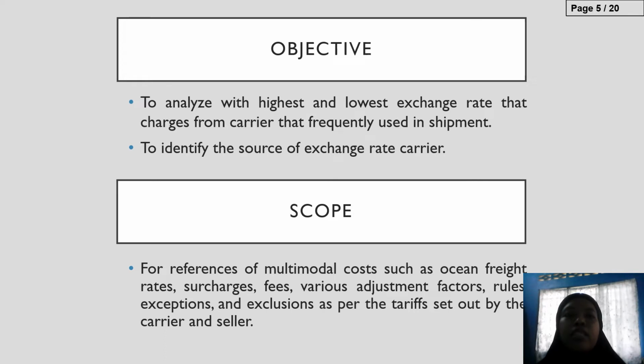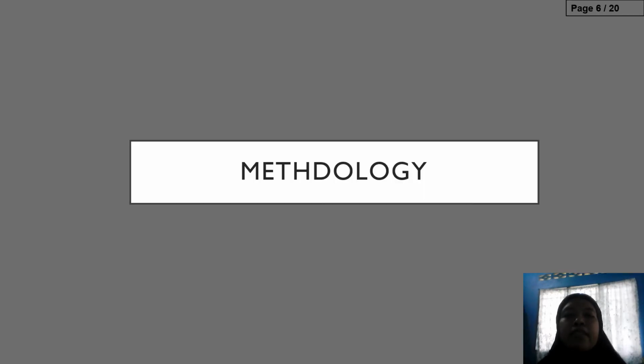Objective: to analyze the highest and lowest exchange rate charged by the carriers frequently used in shipment, to identify the source of exchange rate of the carrier. Scope: for reference of multimodal costs such as ocean freight rates, fees, various adjustment factors, rules, exemptions, and inclusions as per the tariff set out by the carrier and seller.